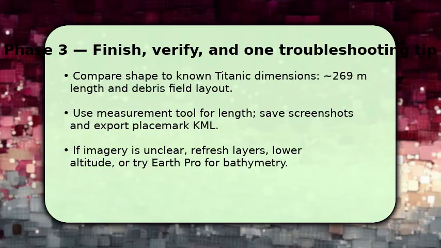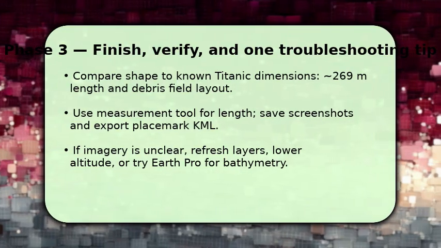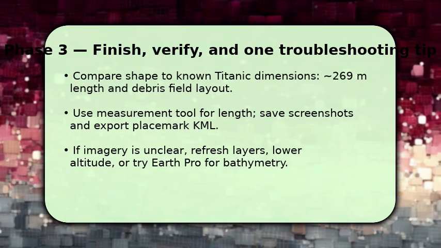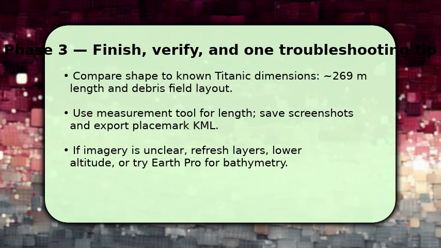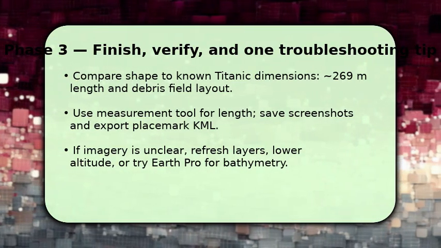If the imagery is noisy or missing, refresh layers, toggle bathymetry, or switch to Google Earth Pro. Sometimes lowering altitude slightly or changing tilt reveals obscure details.